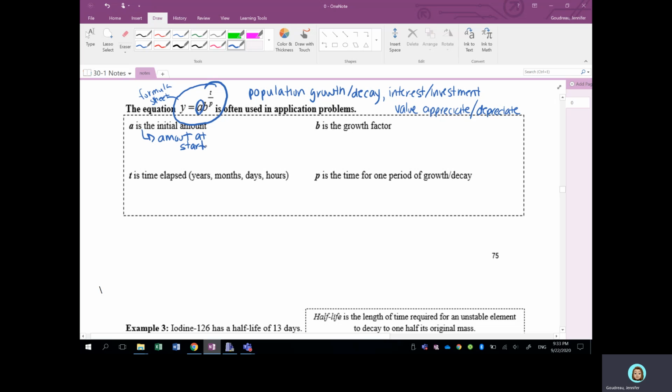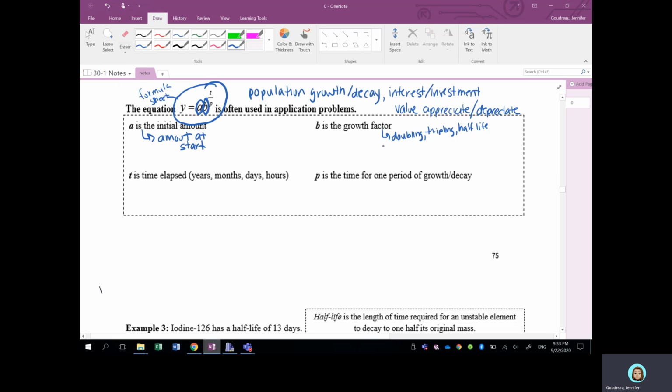B is our base. So B is going to be our growth factor. So with B, we're going to look for words like doubling or tripling or half-life. All of those words lend themselves to what the base is going to be. Doubling would let you know that the base is 2. Tripling would let you know the base is 3. Half-life tells you that the base is 1/2.